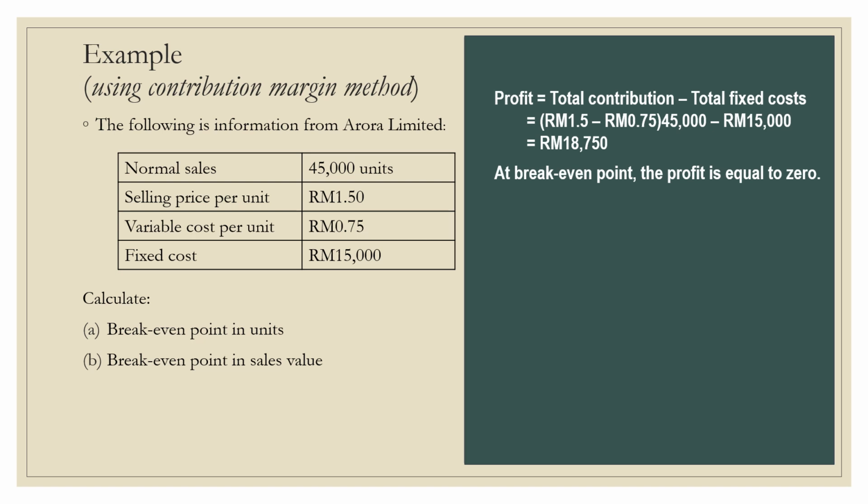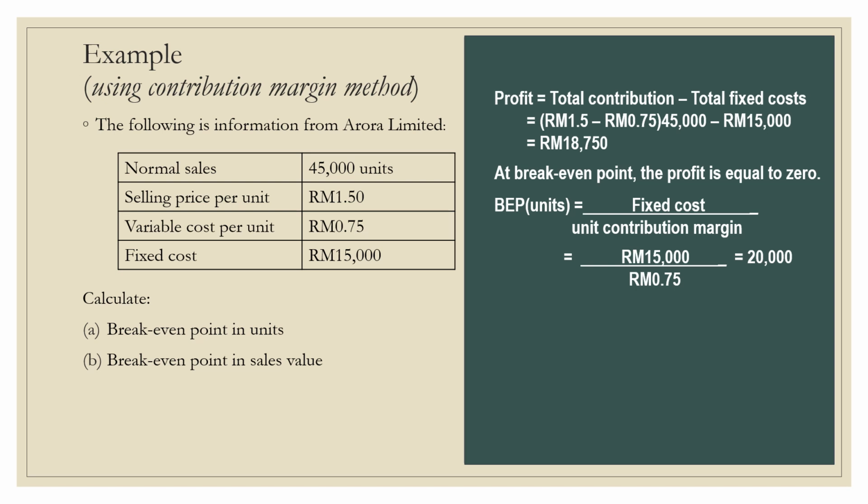So at break-even, the profit is equal to zero. The break-even point in units: the formula is you take the fixed cost and divide by the unit contribution margin. From this figure, you get 15,000 divided by 0.75, and then you get 20,000 units. The unit contribution margin is the selling price per unit minus the variable cost per unit, so you get 75 cents.